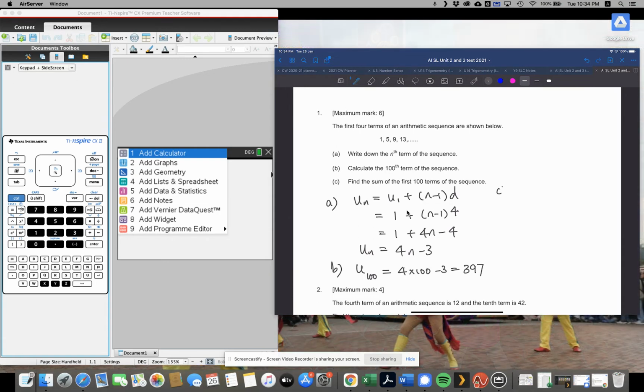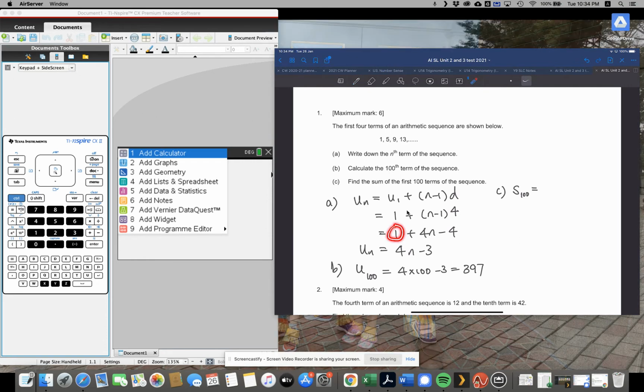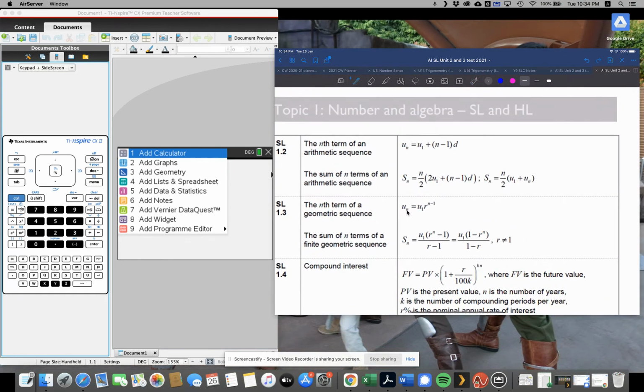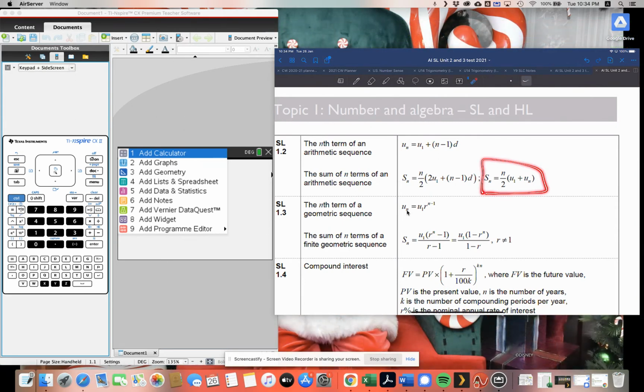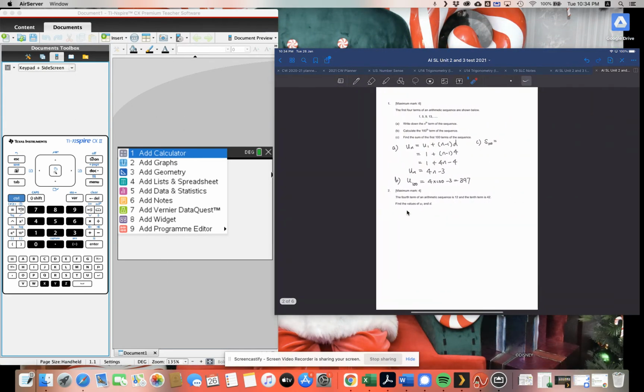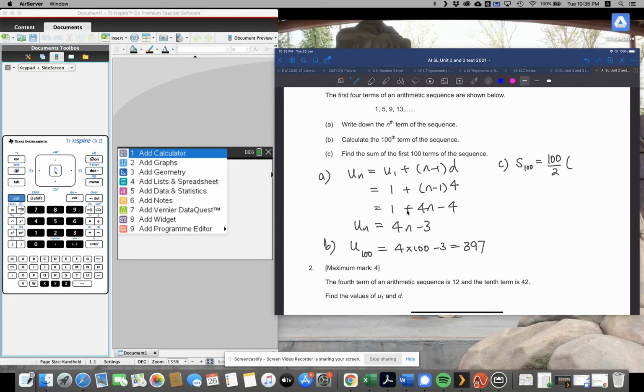Last bit, part C, we want the sum of 100 terms. Since we already have the first term and term 100, we can use which formula? This version of the formula. Then we will have 100 divided by 2, first term, adding the value of the last term.